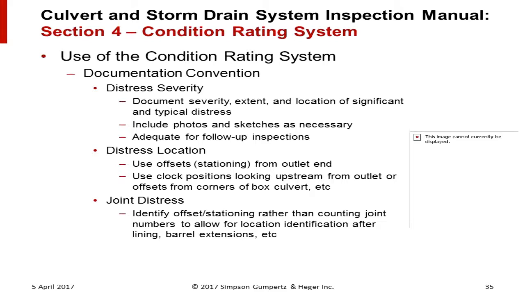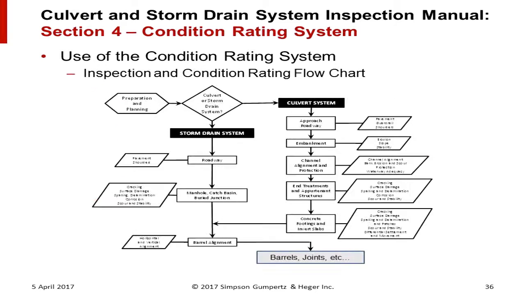So in section 4, we've also included some documentation conventions. So this is recommendations on best practices for recording the inspection. So how to record distress severity, how to record the location of the distress, so tips and techniques for that, how to locate joint distress, primarily so another inspector coming in on a follow-up inspection can easily identify the distress that the original inspector was recording. So for the inspection procedure, we've also included a flowchart of recommendations for how an inspection should proceed.